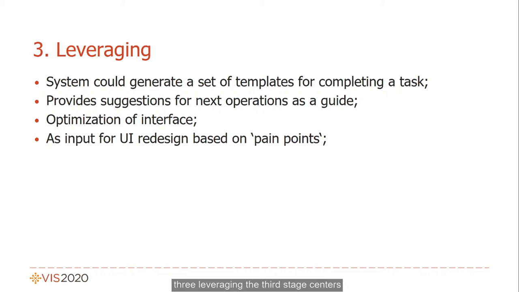3. Leveraging. The third stage centers around the means by which a user interacts with the abstraction mapping mechanism generated from the previous two stages. Starting with a top-down level of support intended for novice users, the system could generate a set of templates for how to complete the required task of the user.